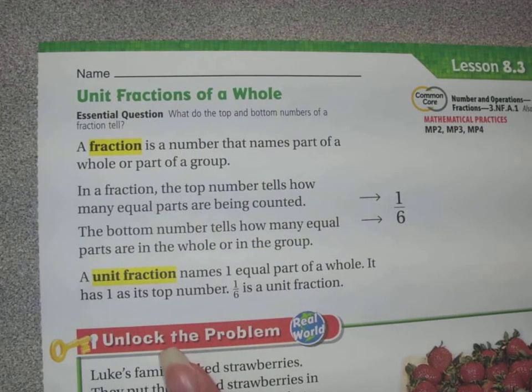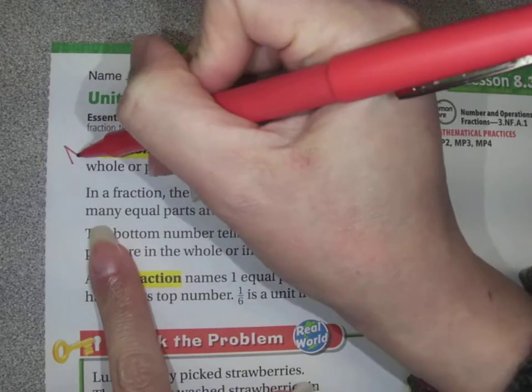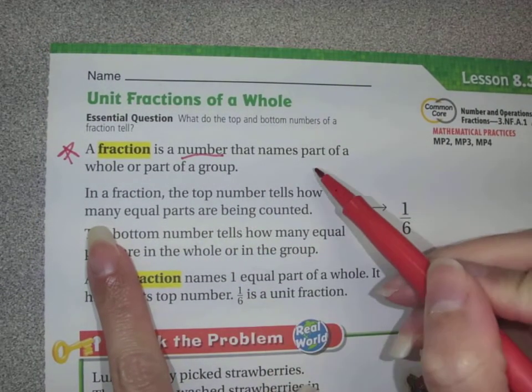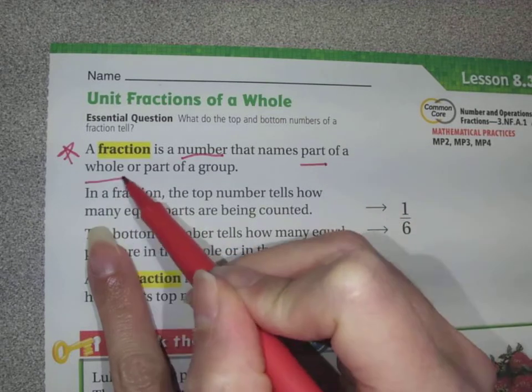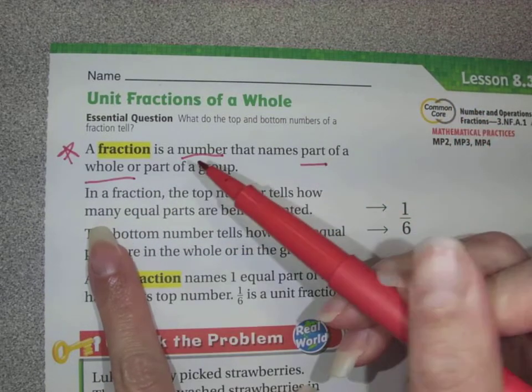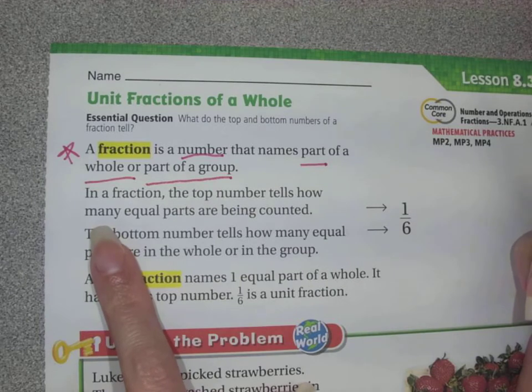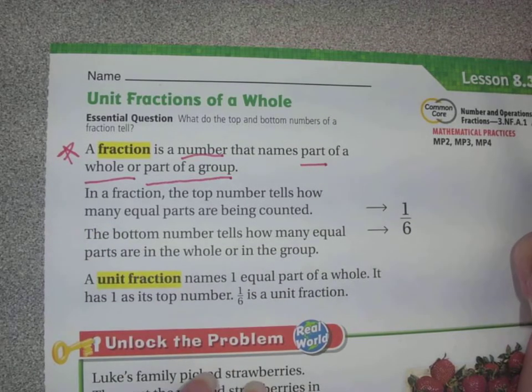Well, what is a fraction? A fraction, guys, is a number that names part of a whole, or we can say part of a group. So a fraction is a number that names part of a whole or part of a group. And we're gonna practice what that looks like, part of a whole, soon.